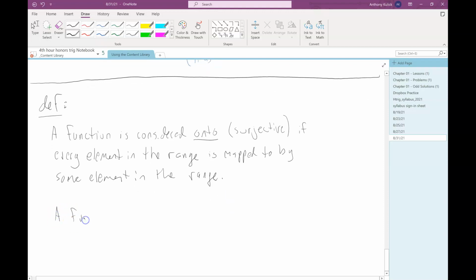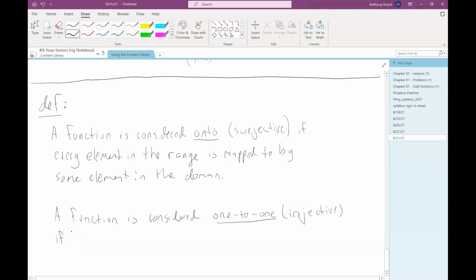We say that a function is considered onto if every element in the range is mapped to by some element in the domain. The next term is one-to-one. And again, the alternative term for one-to-one is injective. Again, one-to-one is probably the more common one, but probably not by that much.